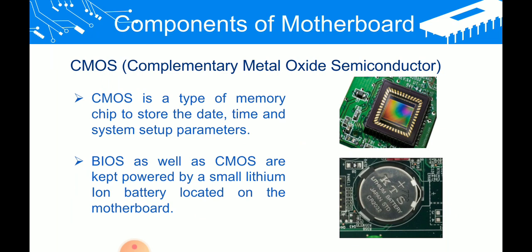CMOS and BIOS both are maintained by a battery, that is a small lithium ion battery. You can see that battery also in the picture. A small lithium ion battery is placed in the motherboard and this battery will supply power to BIOS and CMOS. Because of that, it will work quickly when the computer is switched on.